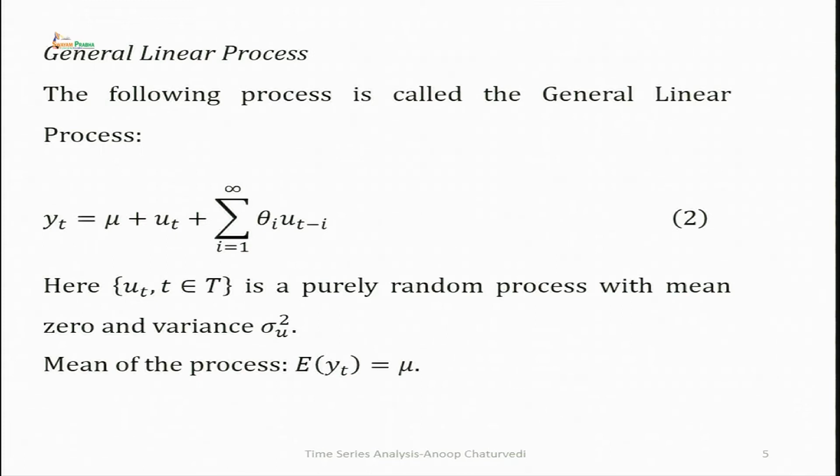Now, we consider the general linear process. The following process is called the general linear process. y_t equal to mu plus u_t plus summation i equal to 1 to infinity theta_i u_{t-i}. So, actually this general linear process also evolves from the Wold decomposition. Here again u_t is a purely random process, and u_t has mean 0 and variance sigma square u. You can easily verify that the mean of the process is mu, expectation of y_t is mu.